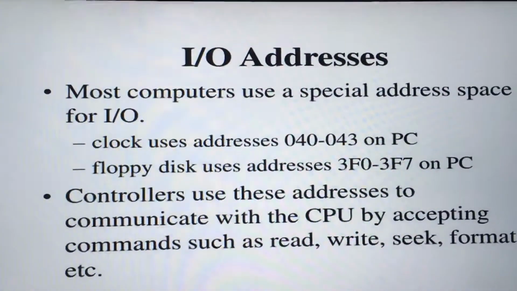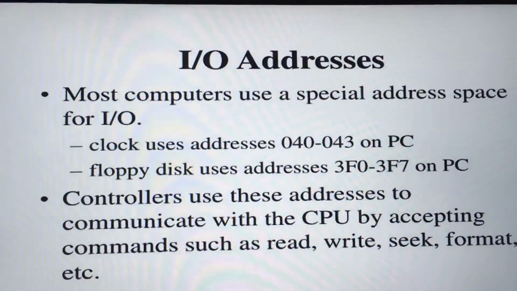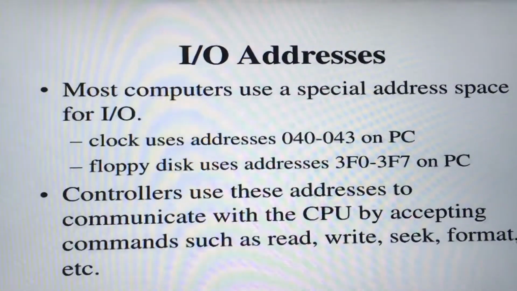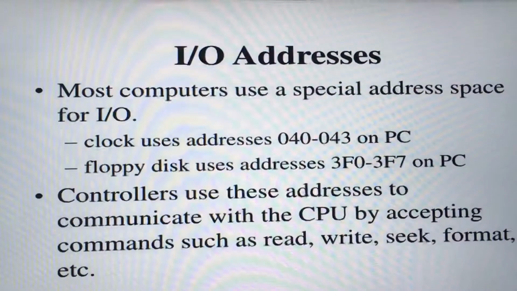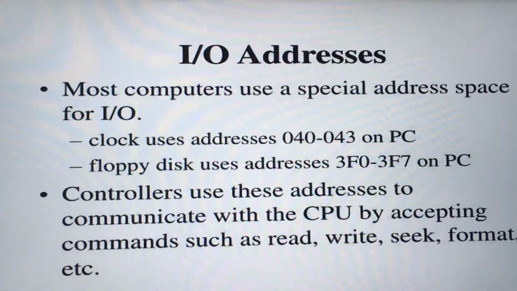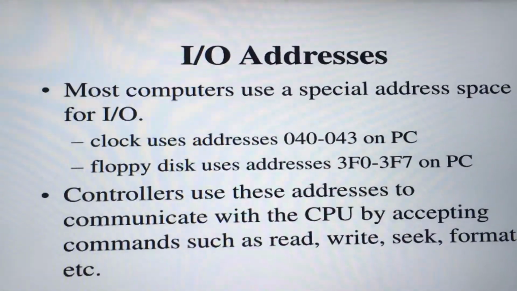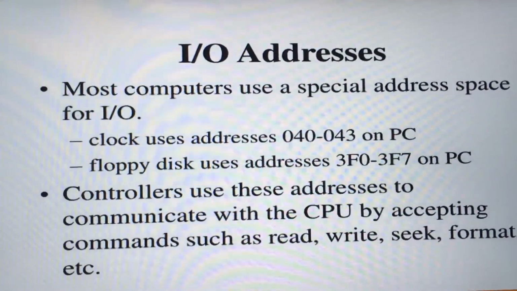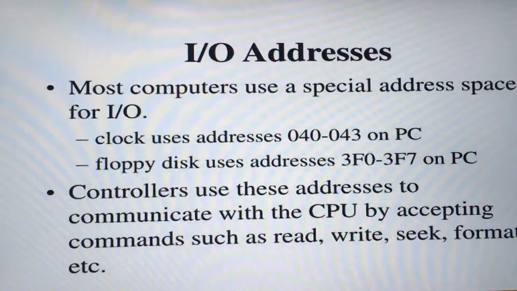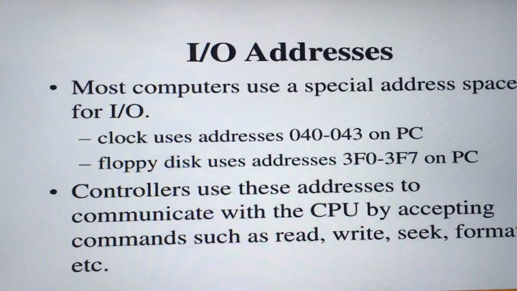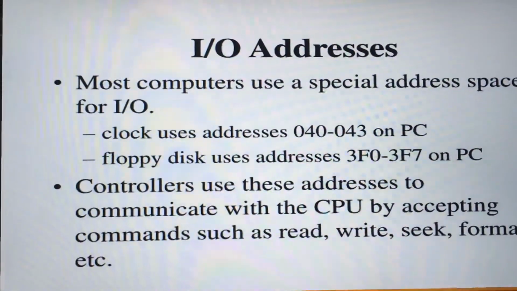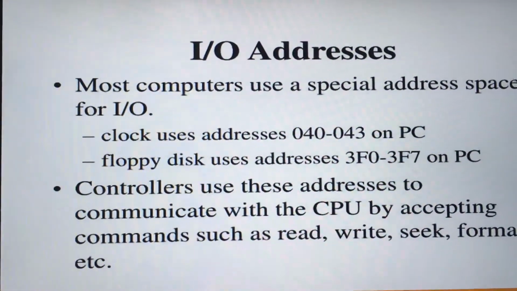I/O addresses. Most computers use a special address space for I/O. The clock uses addresses 040 to 043 on a PC. The floppy disk uses addresses 3F0 to 3F7 on a PC. Controllers use these addresses to communicate with the CPU by accepting commands such as read, write, seek, format, etc.